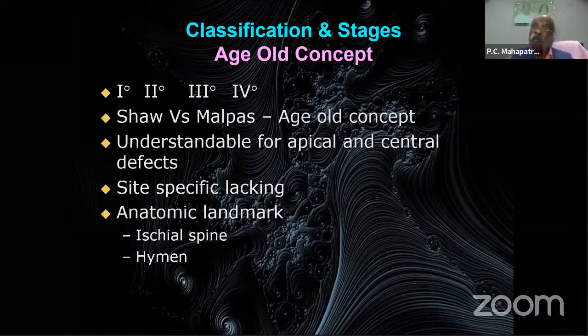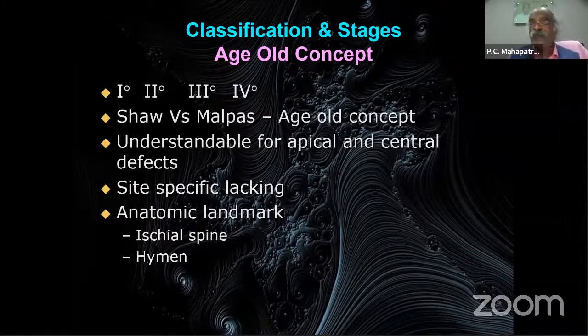It is lacking. The anatomical landmarks here are the 2 ischial spines and the hymen. The normal station is at the level of the ischial spine. When it comes to the level of the hymen, it is first degree. When it is outside the level of the hymen, it is second degree. Whole uterus outside the level of the hymen is third degree.